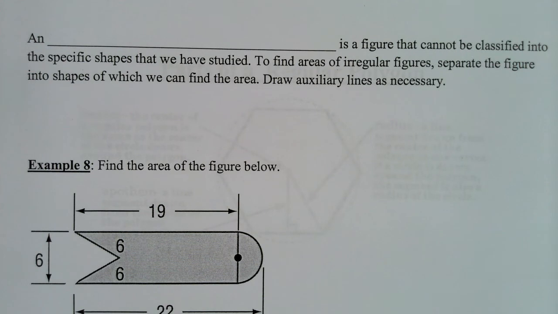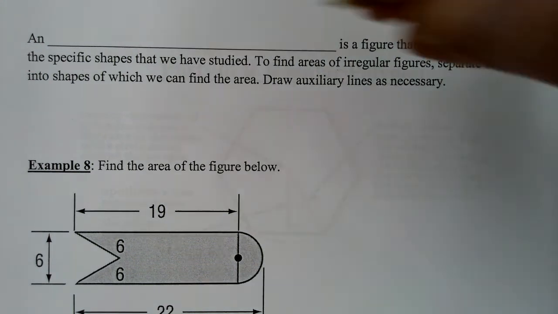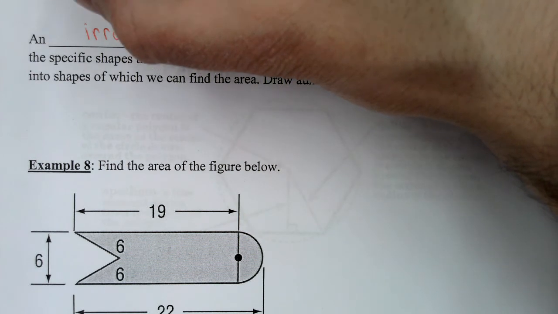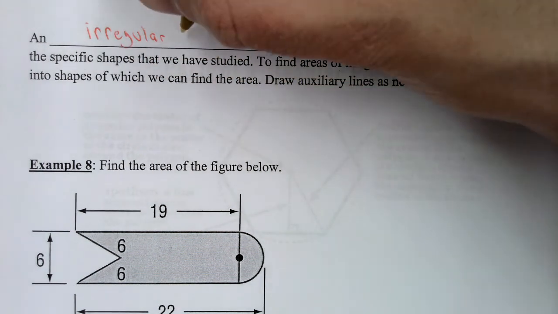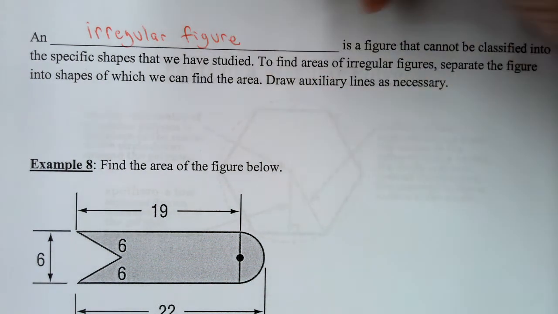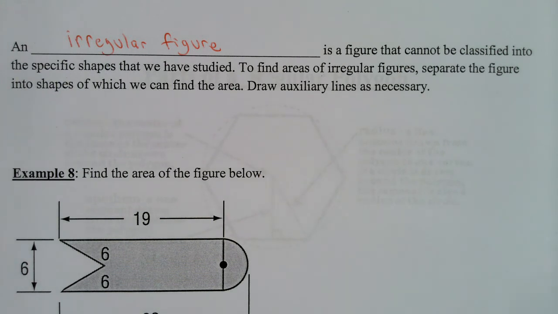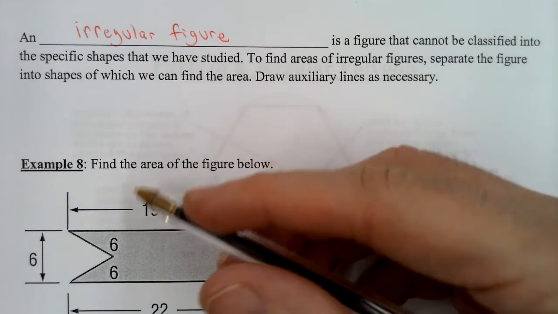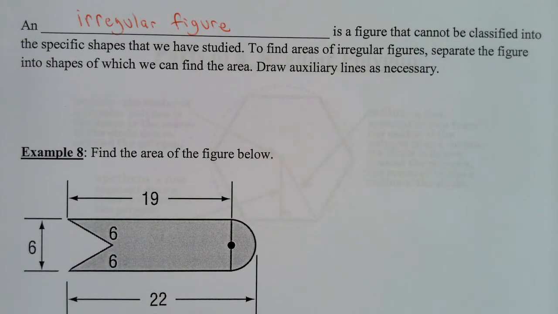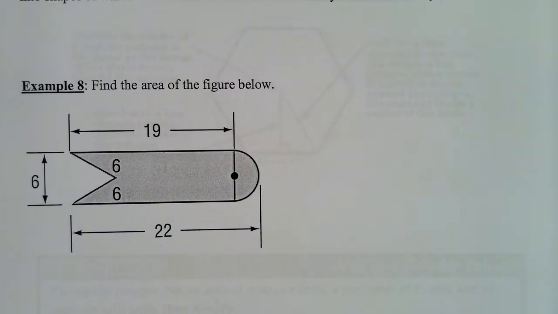Okay, this last definition is called an irregular figure. An irregular figure is a figure that cannot be classified into the specific shapes we have studied. To find areas of irregular figures, separate the figure into shapes of which we can find the area. Draw auxiliary lines as necessary, meaning feel free to draw any lines you want to help you see different shapes. That's an auxiliary line. Okay, so here we go. Find the area of this figure below.